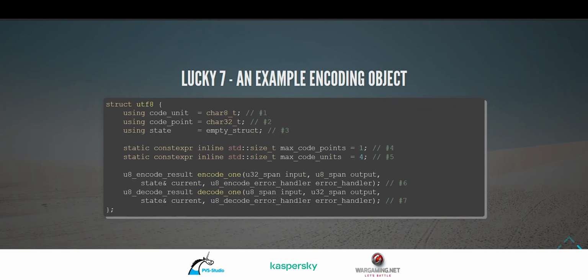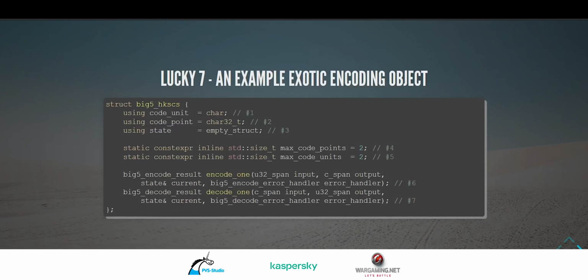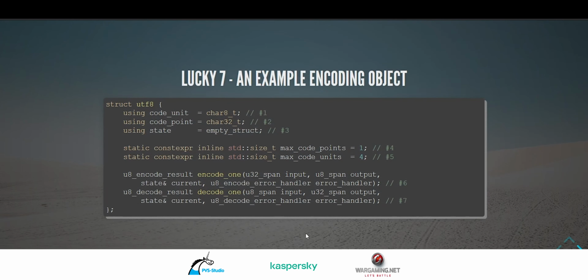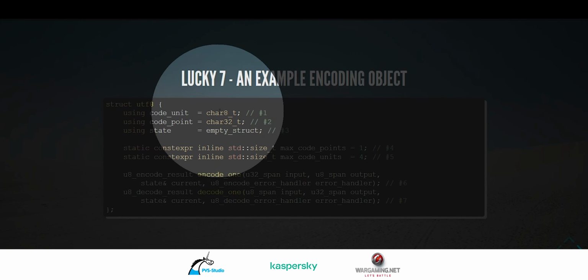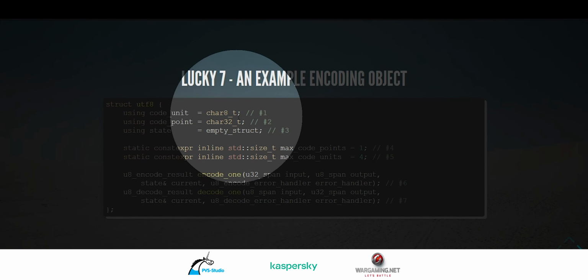So to give you an example, here's the bog standard basic UTF-8 using this lucky 7 ideology, right? Here we have a struct called utf8, and it has these 7 pieces. We have the code unit type, which is char8_t. We have the code point type, which is char32_t.